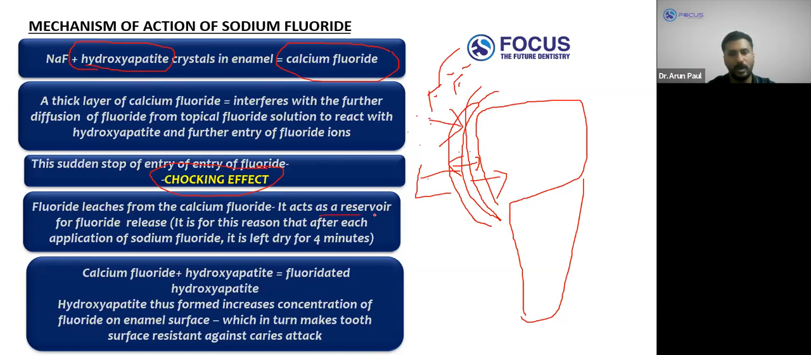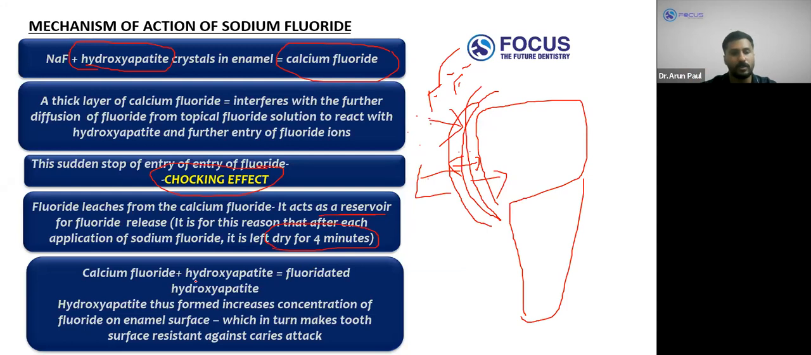So that is the reason why it acts as a reservoir, and that is the reason that fluoride is left to dry for 4 minutes. Once you apply it on the tooth surface, you don't disturb the solution which has been applied for at least 4 minutes. So it has to form a very good thick layer. That is more of theoretical. You can't actually clinically visualize a thick layer, but that is what is being described, that the topical fluoride which has been applied should be undisturbed for 4 minutes.